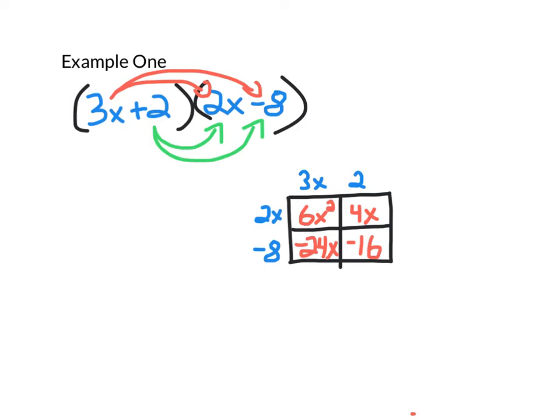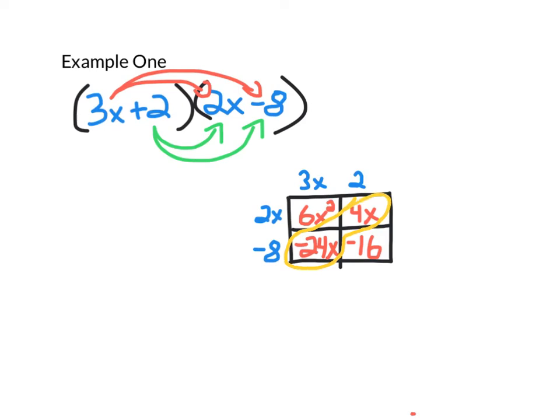standard form, okay, with ax squared plus bx plus c. So we're going to look for our like terms. Notice this is an x squared, but there's not another x squared. Since there's not another x squared, then we do not have a like term. But this is a 4x, and this is a negative 24x. So those become like terms. So let me highlight that those are like terms. All right, so those are like terms.